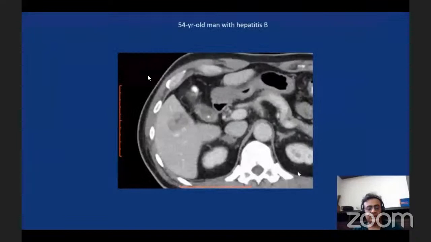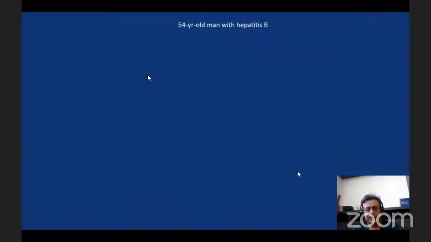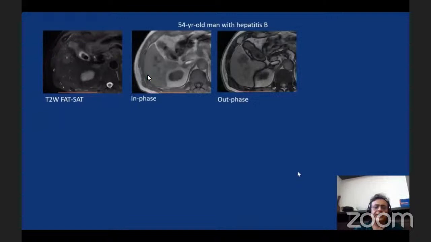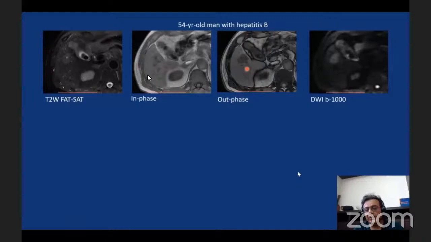Another example, a 54-year-old man with hepatitis B. Again, the question is the same: whether this is a hepatoma or cholangiocarcinoma. Let us see what the MRI shows. On MRI, this lesion is mildly bright but quite well demarcated on T2 fat sat images. There's a lot of information in the T1 weighted images. In the out-of-phase image, the tumor looks darker, with signal loss, suggesting that there is fat inside the mass. And this is bright on high b-value images.